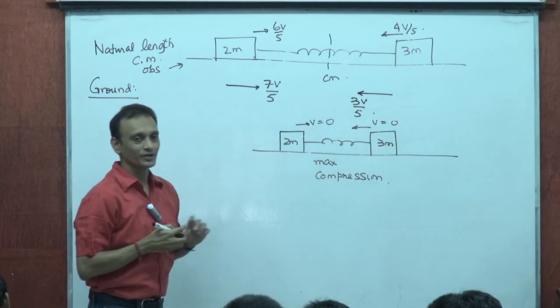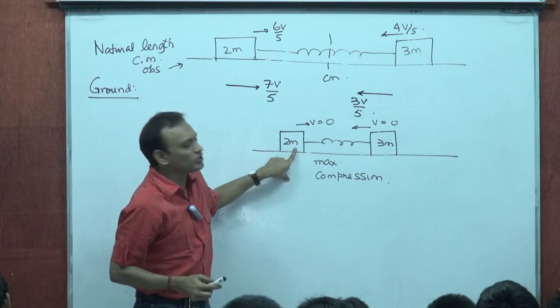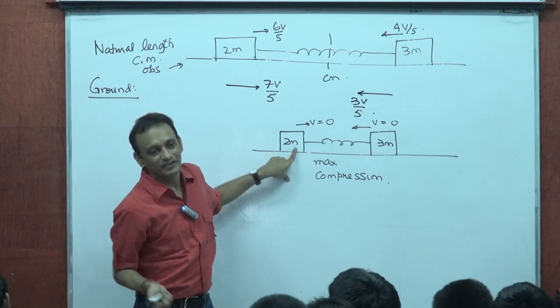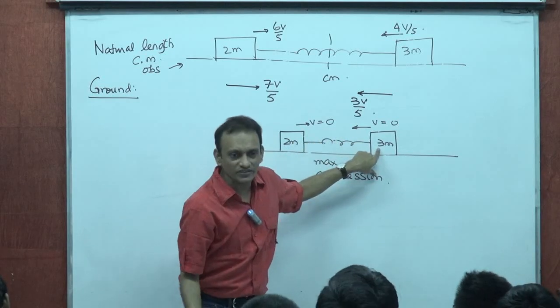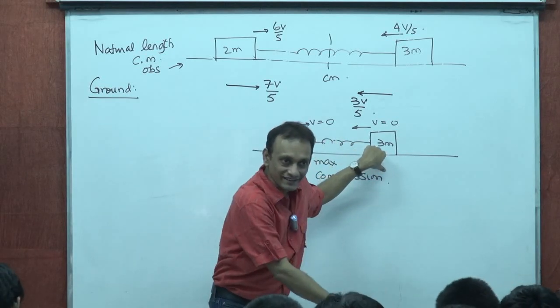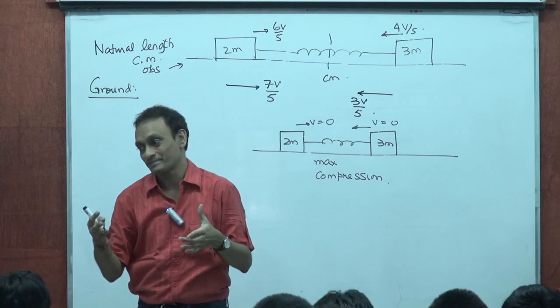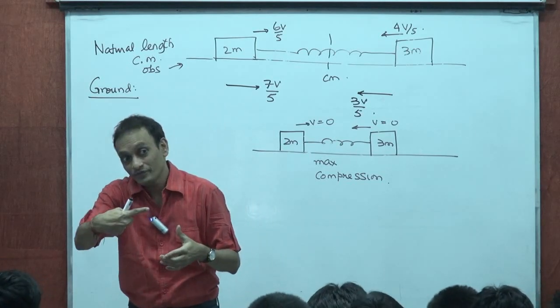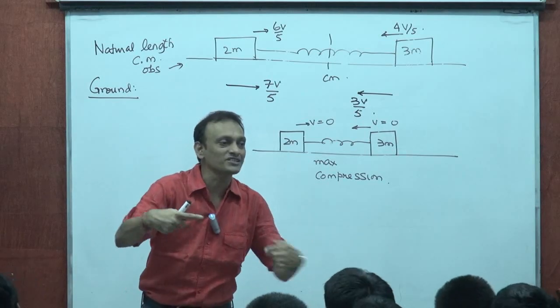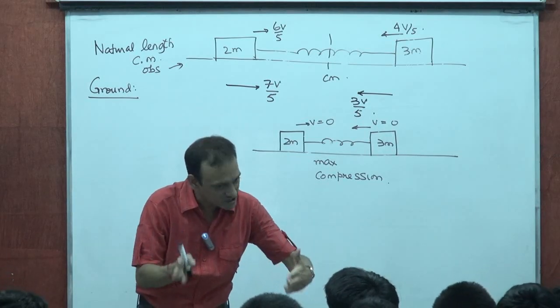That means, in the ground frame, what's the velocity of 2m? v by 5 to the right. What's the velocity of 3m? v by 5 to the right. So, both in a state of maximum and minimum compression, a ground observer will report on the two masses the same velocity. Yes or no? Right?